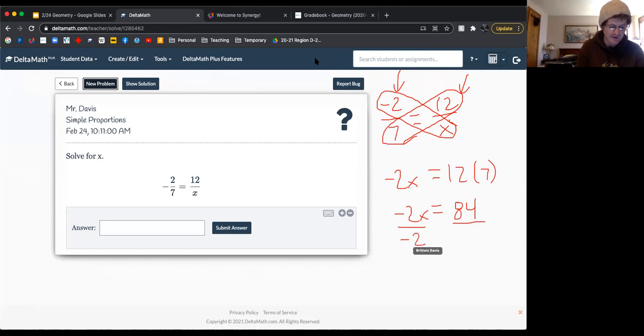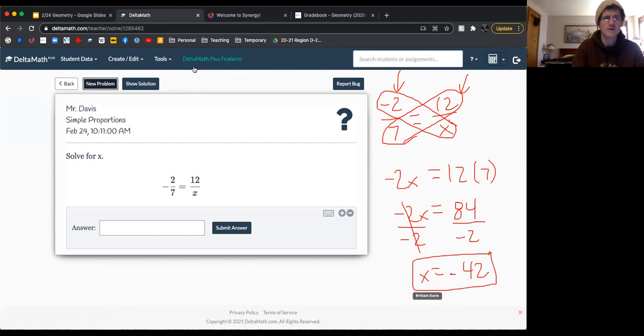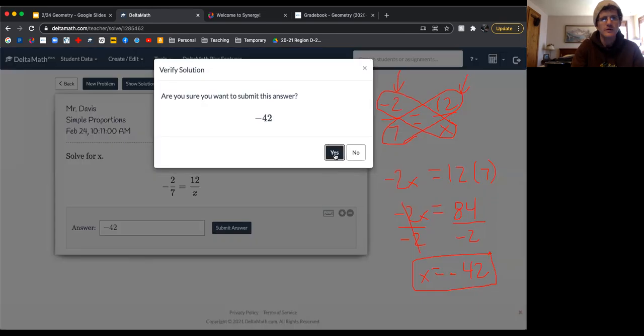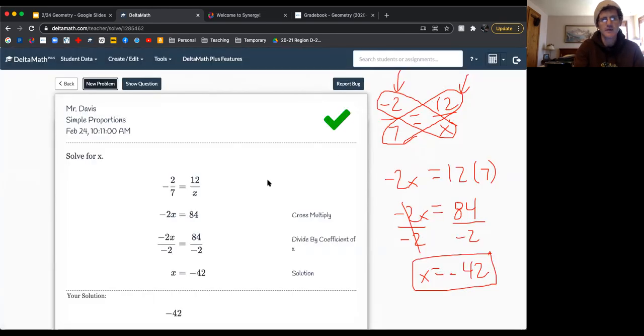I'm going to divide by -2. And when I do that, x equals, well, 84 divided by 2 is 42. But because it's a positive divided by a negative, it's going to be -42. So let me try that. -42. And there we go. That was it. All right, let me just do one more.